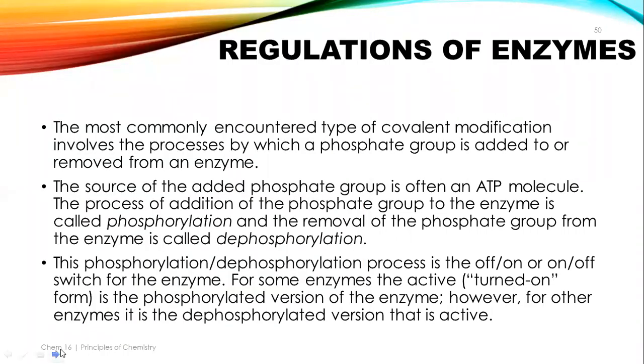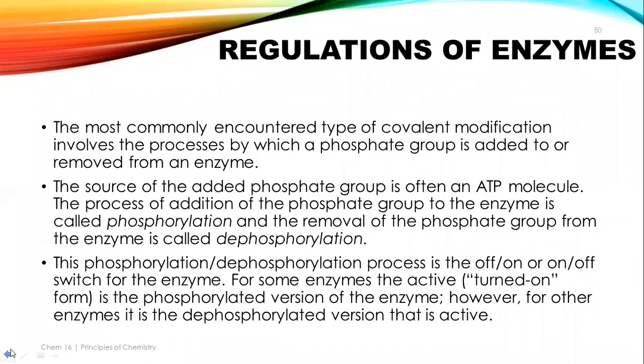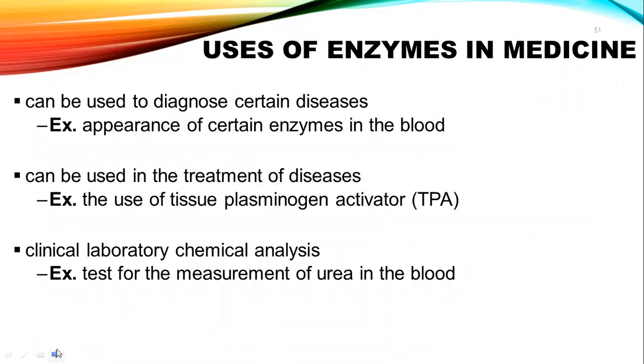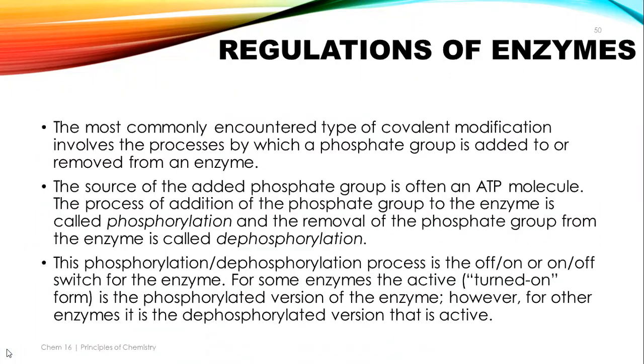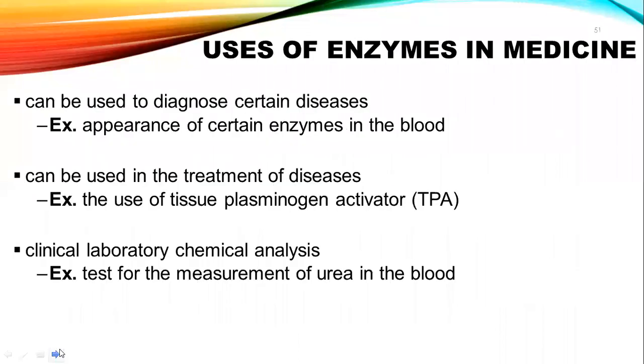So again, there are three means of regulating enzymes, the three we have already discussed. So, covalent modification of enzymes. Again, you have the phosphate group.